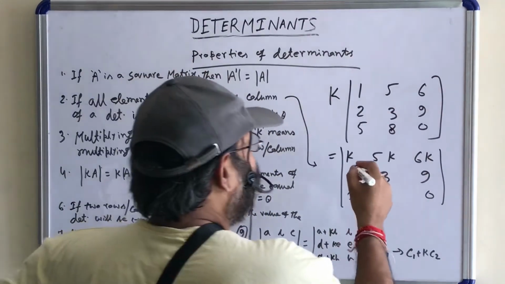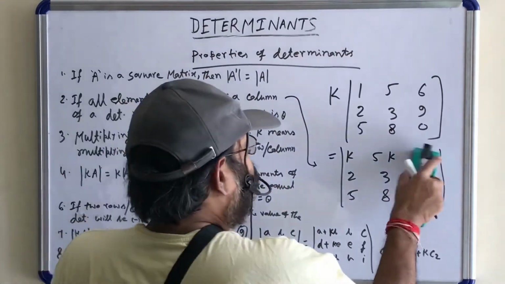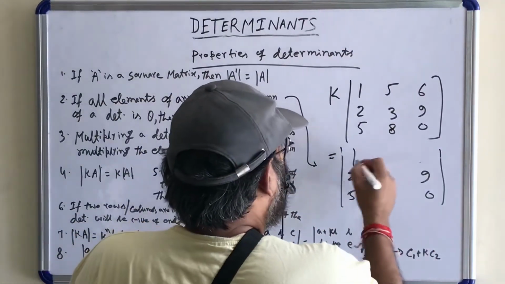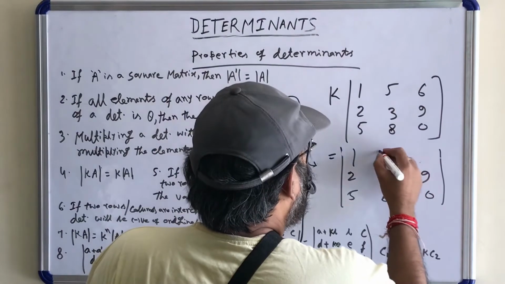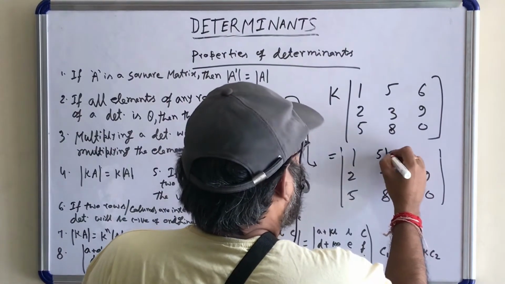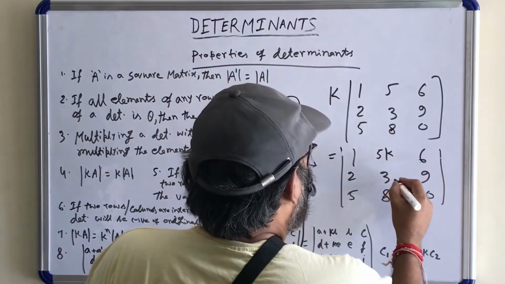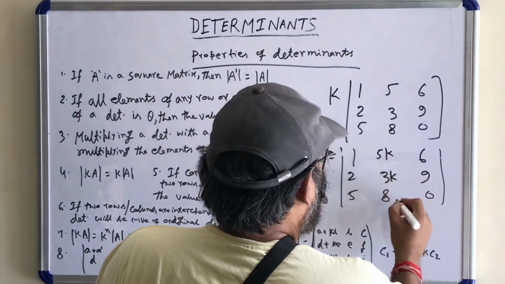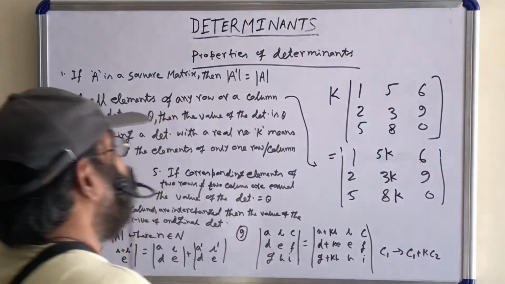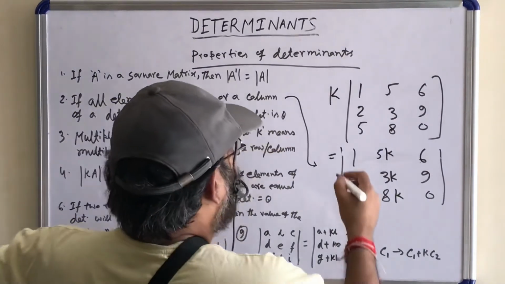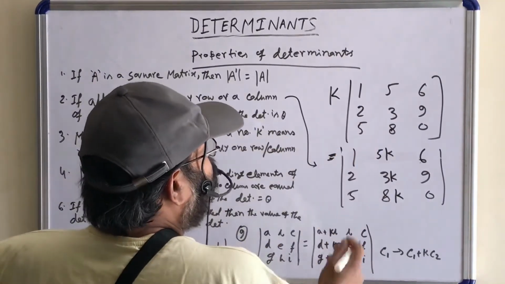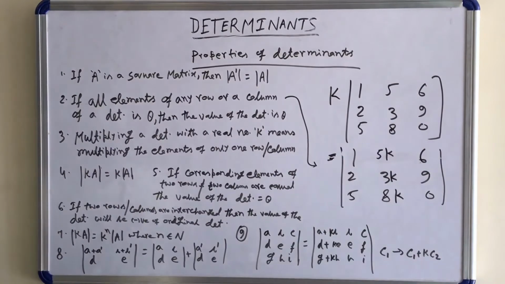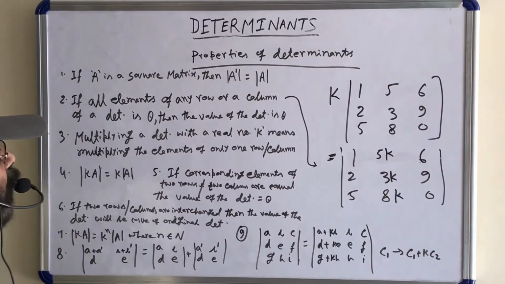For a column, it could also be 1, 5k, 6, 3k, 8k in the respective column. So if we multiply by a scalar quantity k, it means any one of its rows or columns will be multiplied by that scalar.